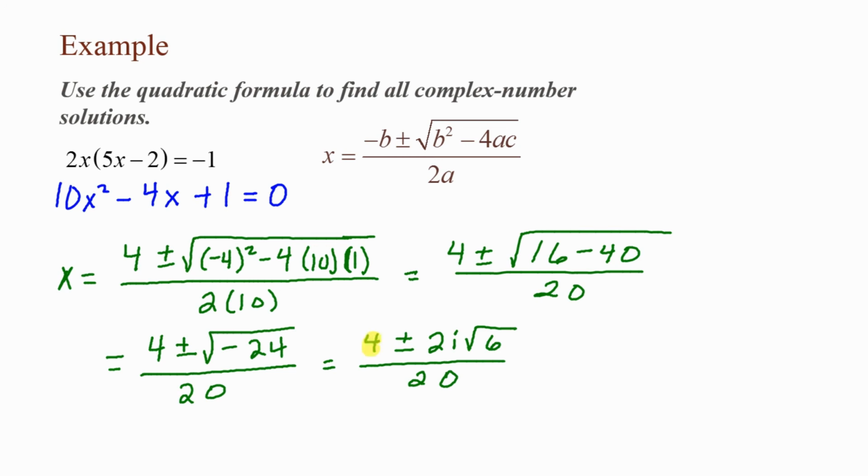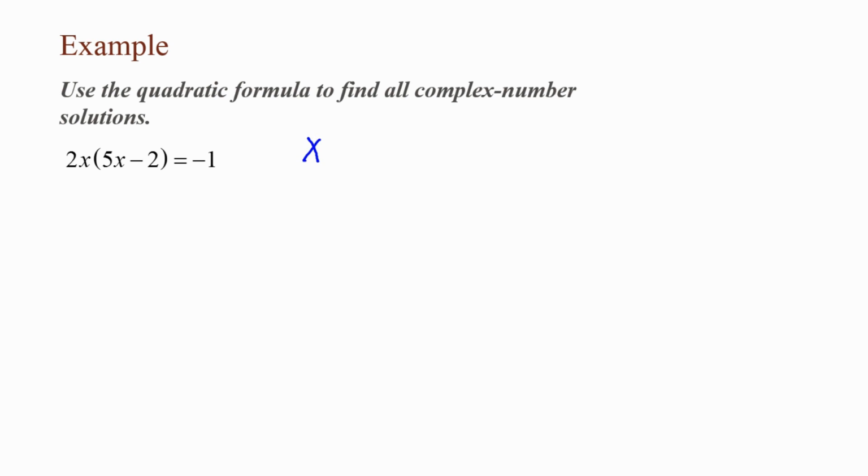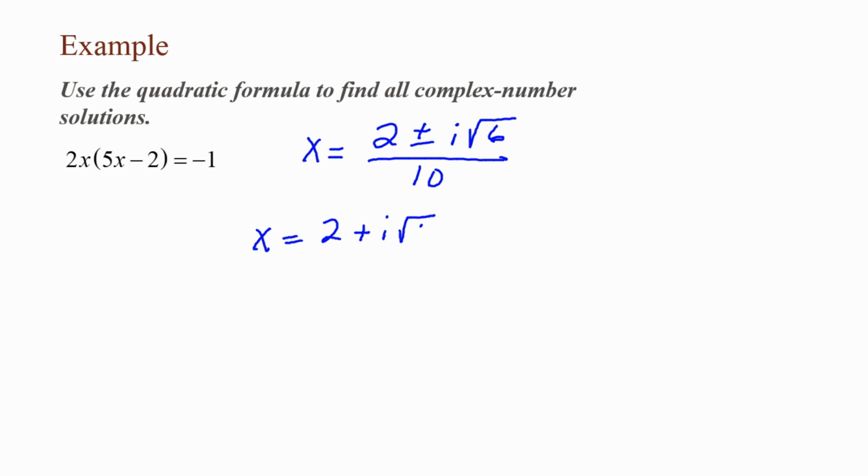Because 4, 2, and 20 are even, I can reduce this further. 4 divided by 2 is 2, plus or minus 2 divided by 2 is 1, i, square root of 6, divided by 20 divided by 2 is 10. So my final answer is x equals 2 plus or minus i, square root of 6, all over 10. Or I can write my answer x equals 2 plus i square root of 6 over 10, or 2 minus i square root of 6 over 10.